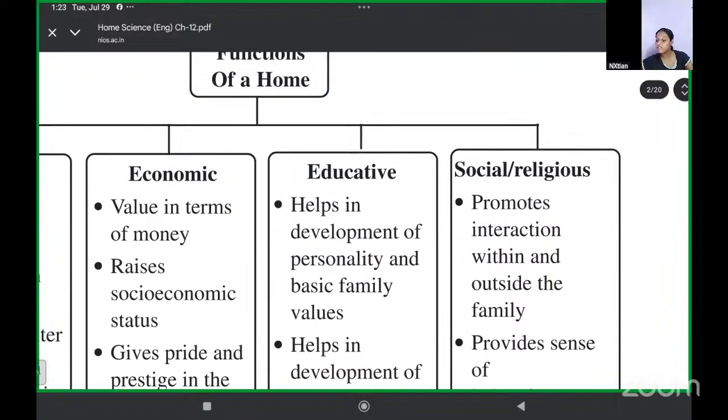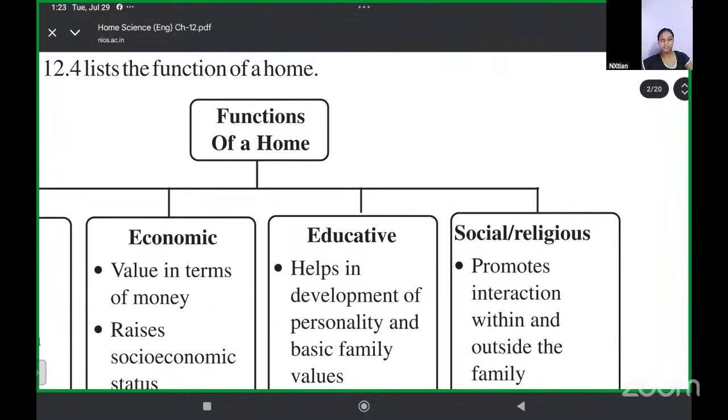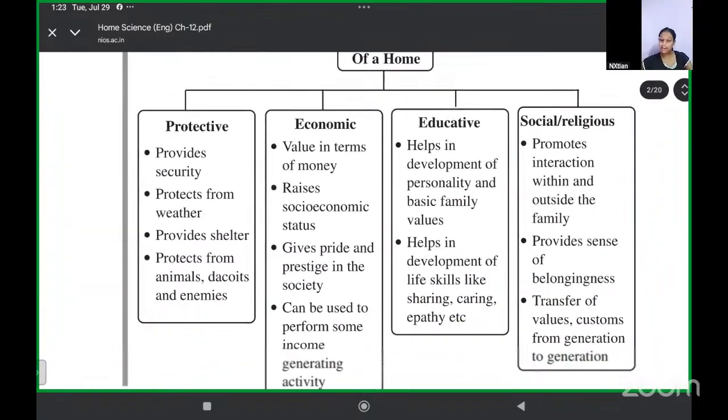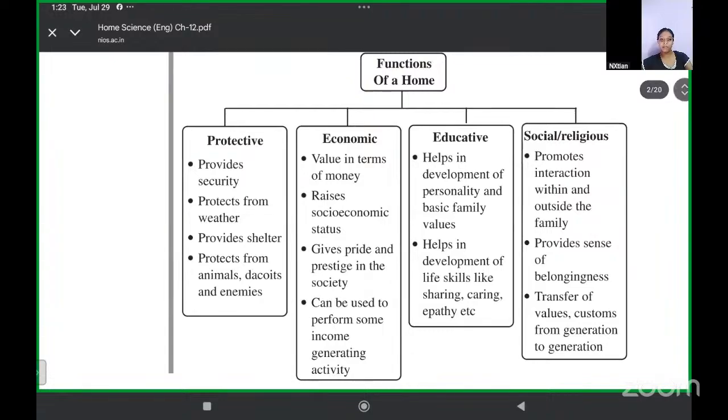So that is the social and religious functions of a home. You can learn this table as it is. The classification has four major categories: protective, economic, educative, and social or religious functions. And these are the points.